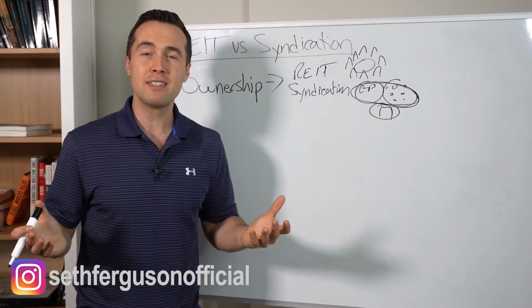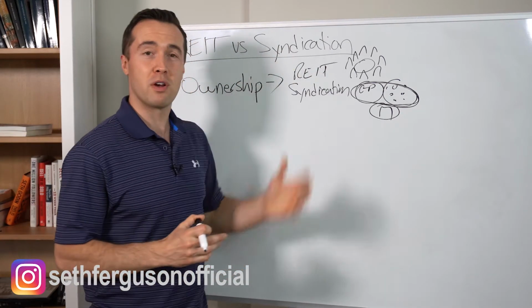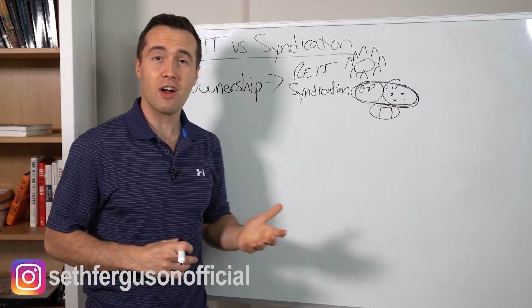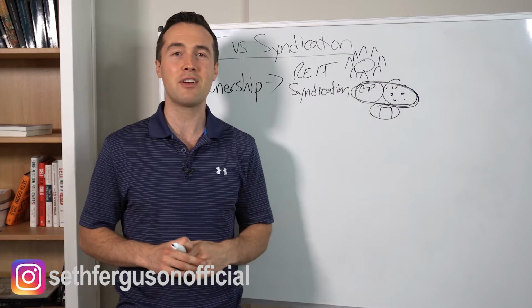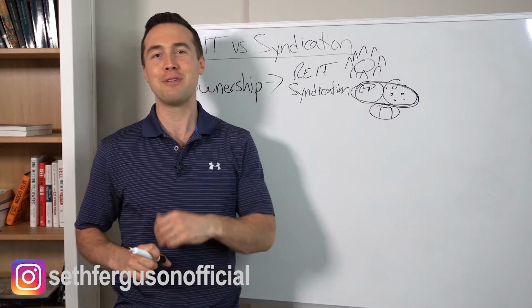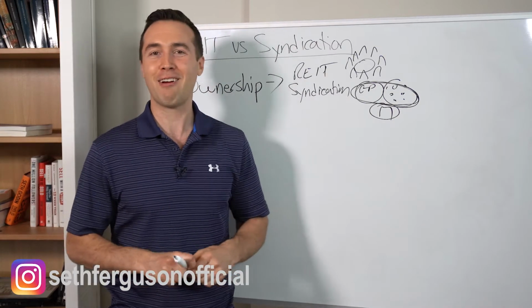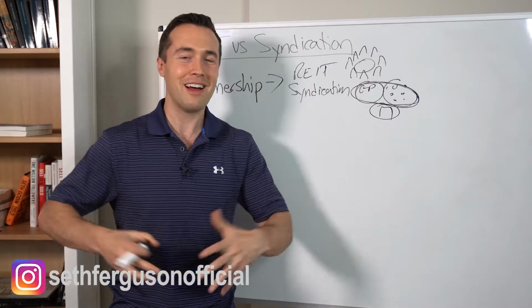So if having direct ownership in a property is important to you, syndication definitely comes out on top. But if you just want to buy and sell stocks, because basically that's what a REIT is, you can buy and sell stocks and you have a lot more liquidity because you can buy and sell at any time, just like you're buying Amazon or Tesla or Bank of America or Coke, you name it.